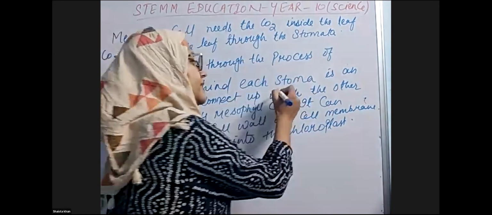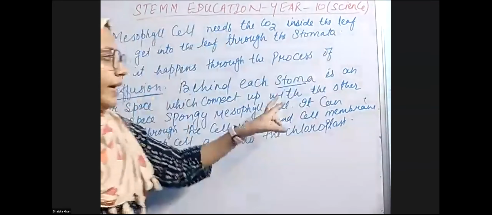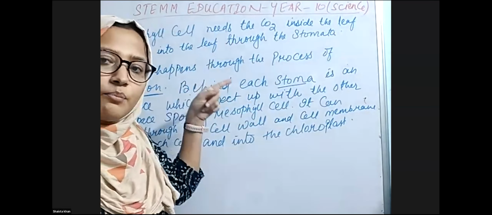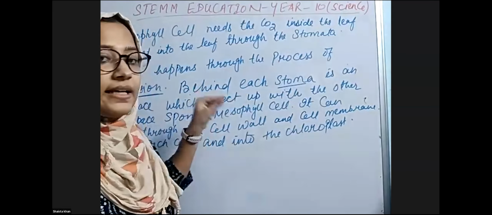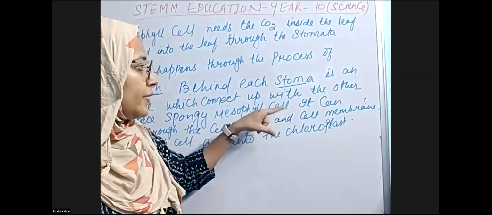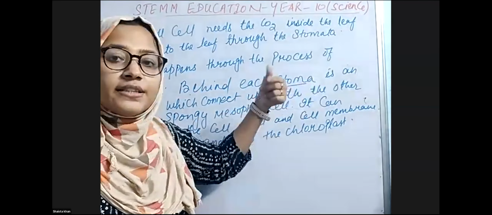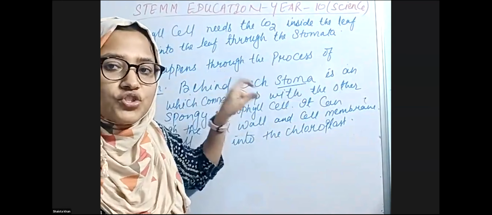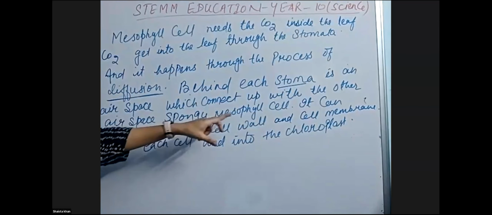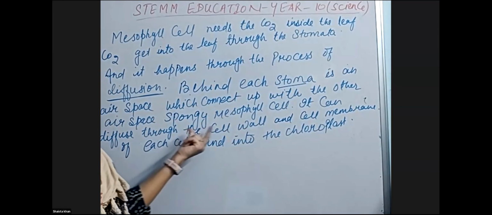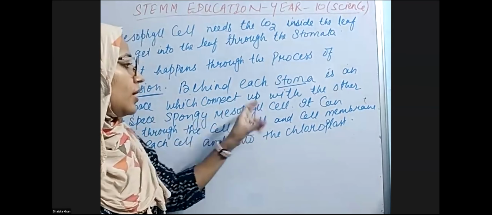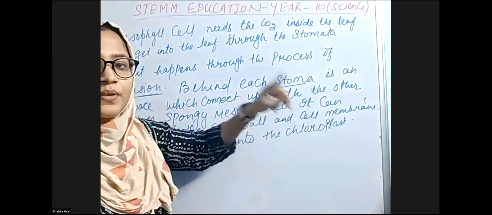Stoma is the singular form of stomata. Each stoma opens to an air space in the palisade mesophyll, which is connected with other air spaces present in the spongy mesophyll. The carbon dioxide can then diffuse through the cell wall and cell membrane, the outer layer of each spongy mesophyll cell.